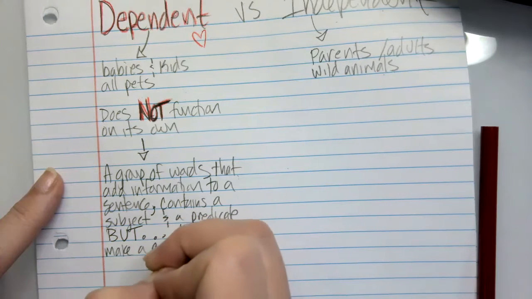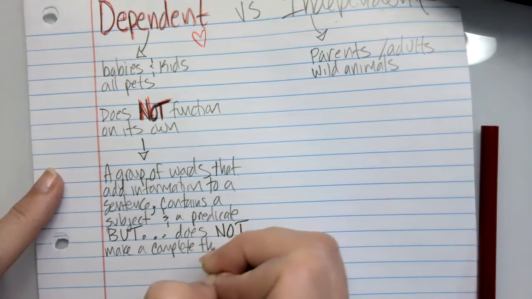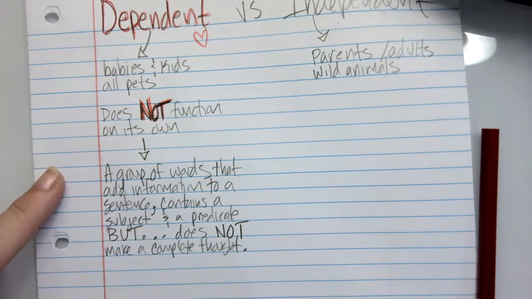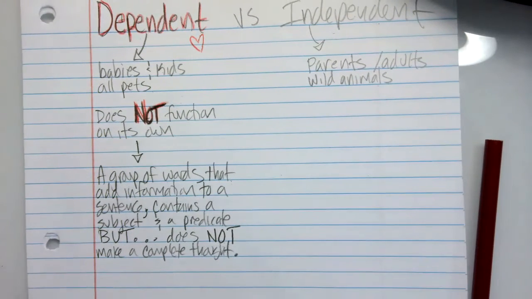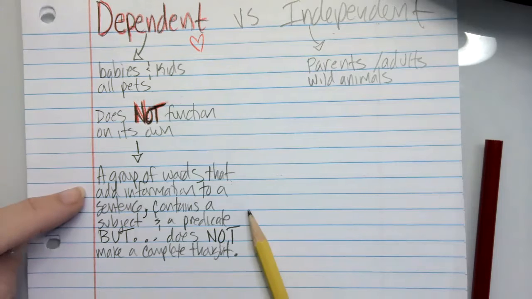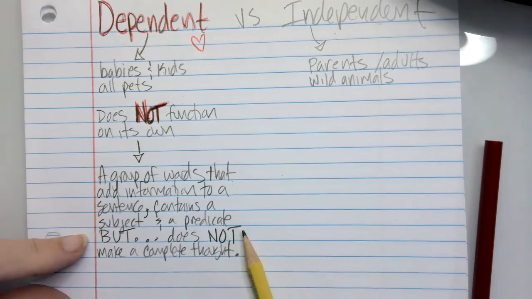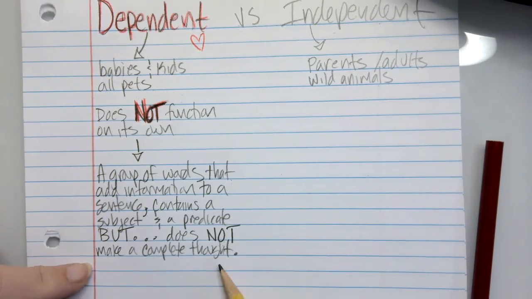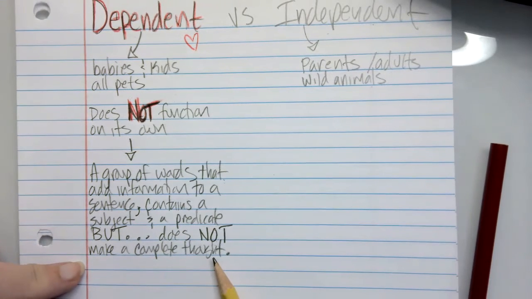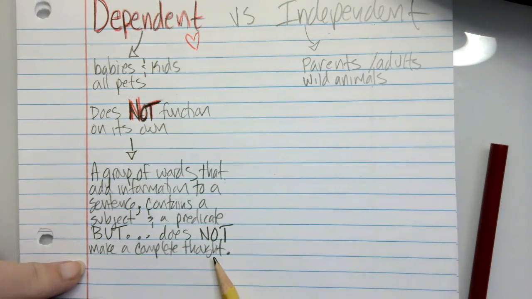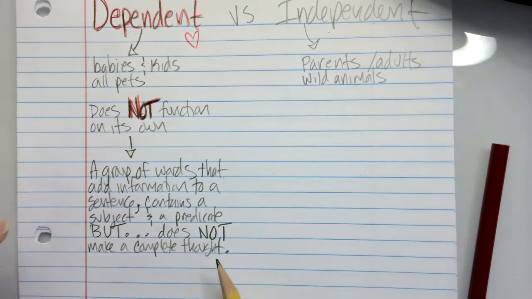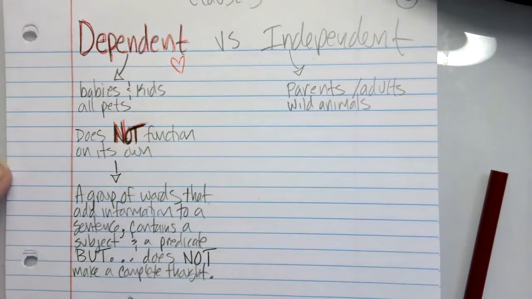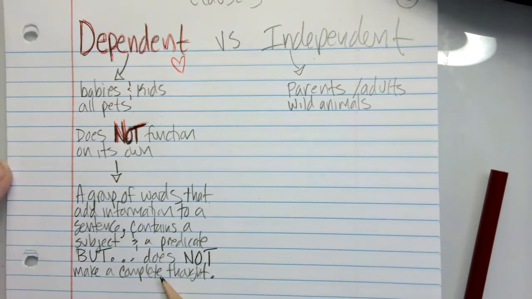make a complete thought. If I'm moving too fast for you, you know what? You just remember that this is recorded and you can pause this video, okay? So a group of words that add information to a sentence contains a subject and a predicate, but it does not make a complete thought. And you might be thinking, wait just a second here. Weren't you just saying in lesson 1 that if we have a subject and a predicate, we have a complete thought? You are correct. However, when we have a dependent clause, something very interesting is happening. The reader is left wondering, what? Okay, so you'll see what I'm talking about here in just a minute.